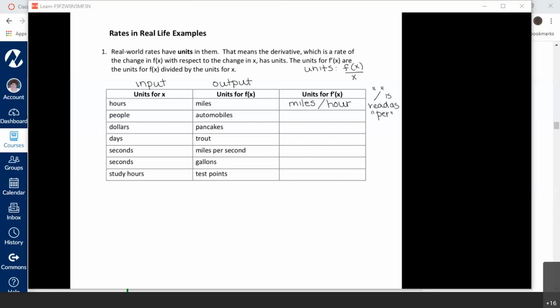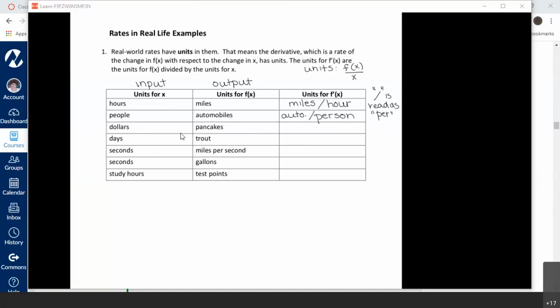Okay, so we have our output units, automobiles per person, or per people. So in other words, this function has output units in automobiles, and its input units are people. So the rate would be output units, in other words, automobiles per person. And in a country like the US, that number is probably bigger than one, particularly when you think of all the fleets that are out there, as well as people who own more than one vehicle. How about the third one?